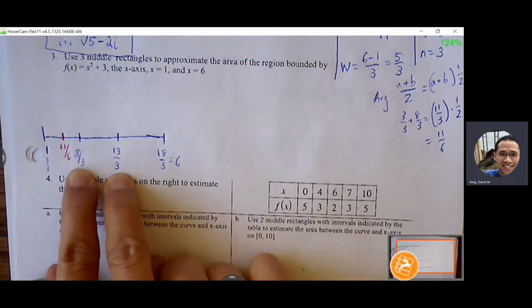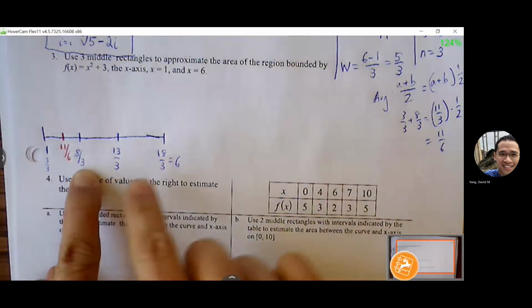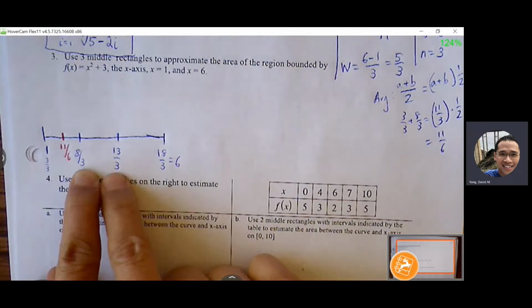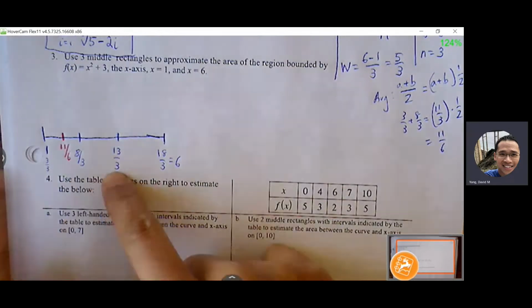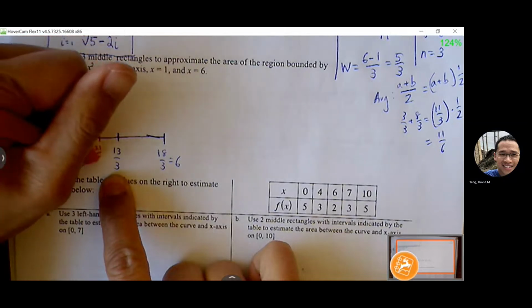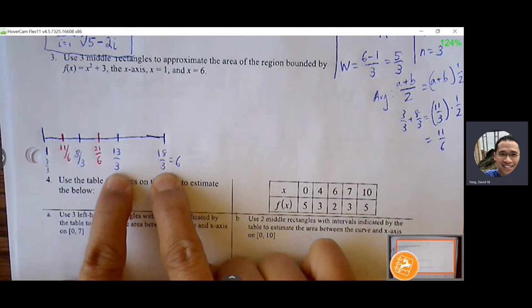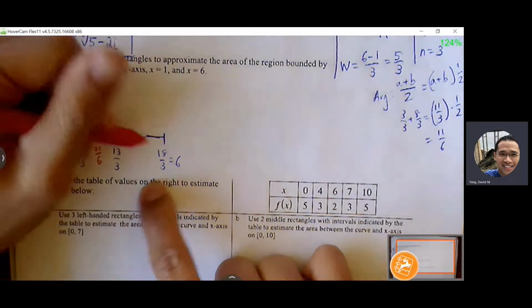8/3 plus 13/3 is 21/3. Take the two values, divide it by 2. Same thing as multiply by 1/2. So 21/3 times 1/2 is 21/6. Okay. 13/3 plus 18/3 is 31/3. Divided by 2. Same thing as multiply by 1/2. 31/6.